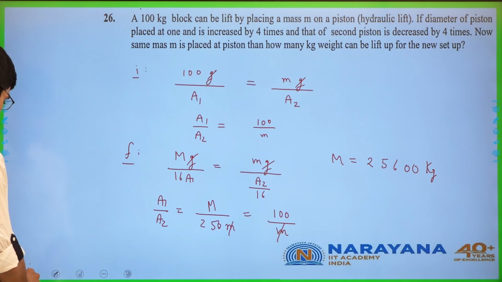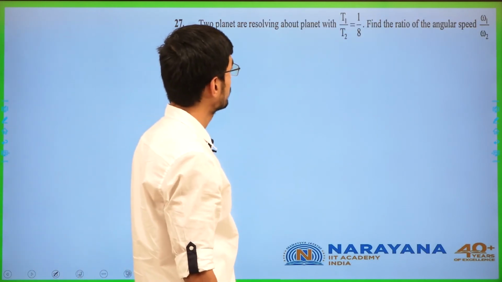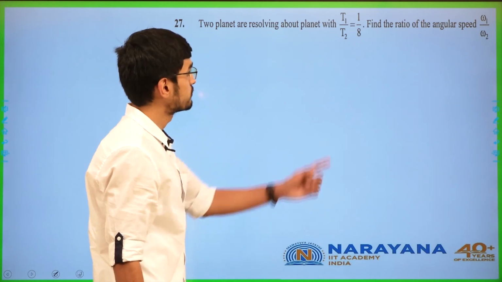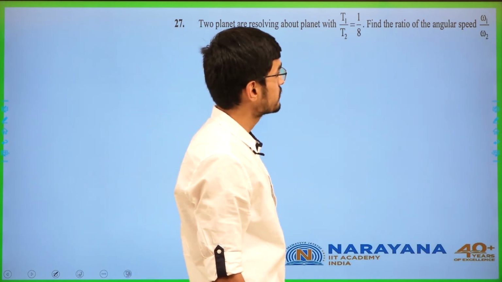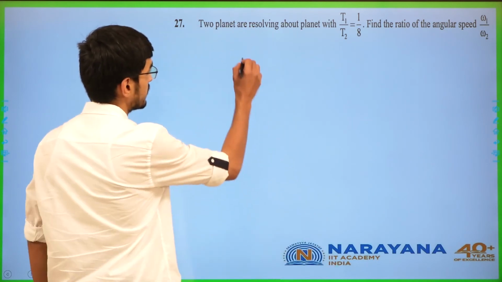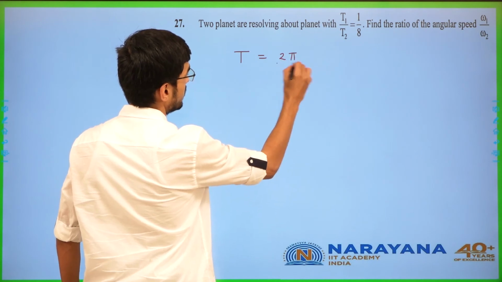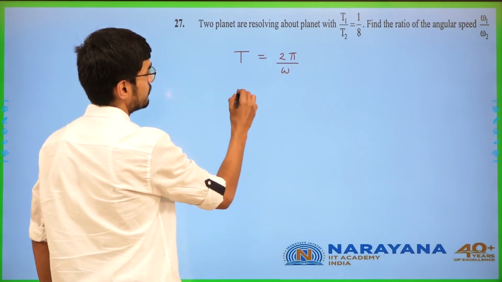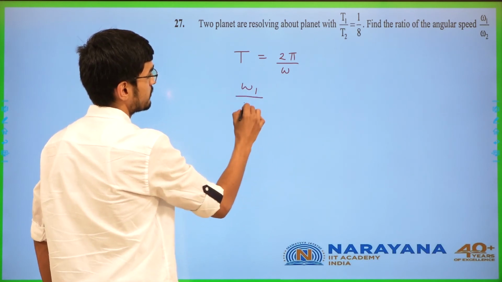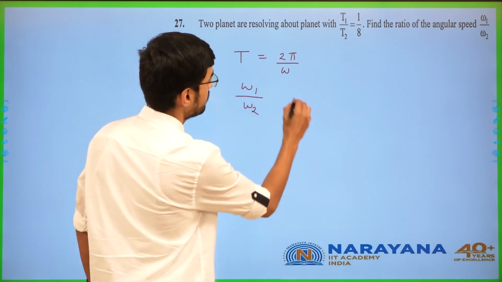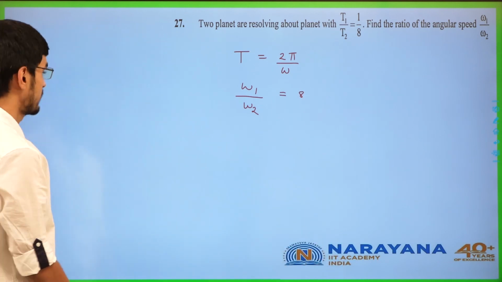Next. Two planets are revolving about a star, I guess, with T1 by T2 as 1 by 8. Find the ratio of angular speeds omega 1 by omega 2. This is directly based on the formula that time period is 2 pi by omega. So if T1 by T2 is 1 by 8 and T is inversely proportional to omega, omega 1 by omega 2 must be equal to 8. That's it.